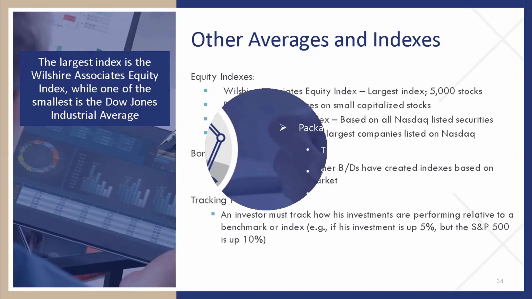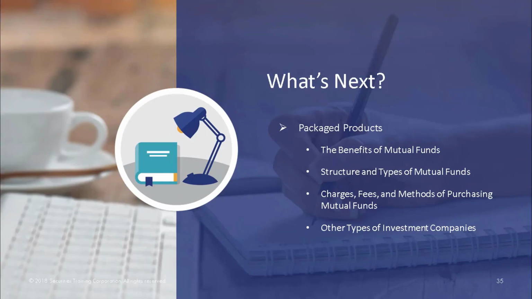Well, I hope you enjoyed Chapter 6. We're going to move on now to Chapter 7, which covers one of the other products we need to talk about, or packaged products, which are mutual funds. What are the benefits of mutual funds? What are the structure and the various types of mutual funds, as well as the charges, the fees, and methods of purchasing the various mutual funds? Certain other types of investment companies will also be discussed.